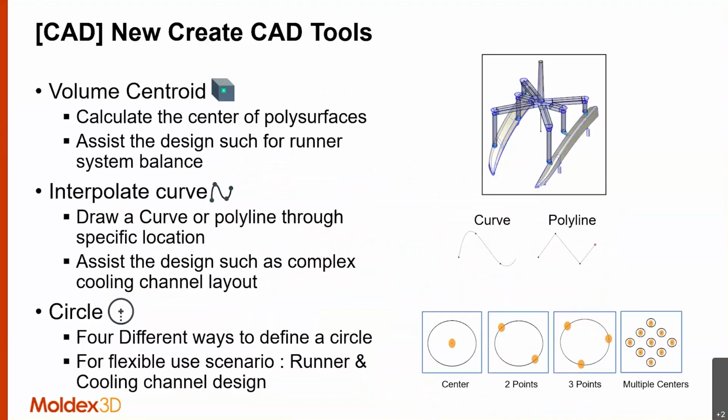Before that, I'll explain how and where those tools can be utilized. The first one, which I just explained, the volume centroid, can be utilized to design your runner to make it more balanced between both cavities. As you can see here, in this portion there are two cavities, and if you select both cavities, you will get the center point here, and by that you can draw a runner system which will be easier and more suitable for the designer to make it more balanced.